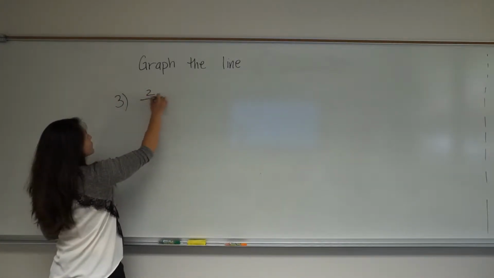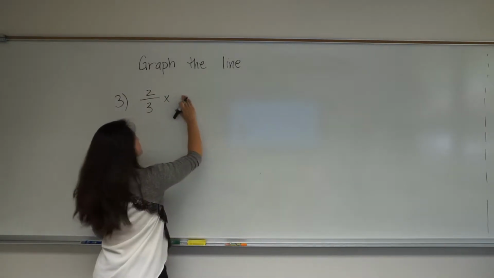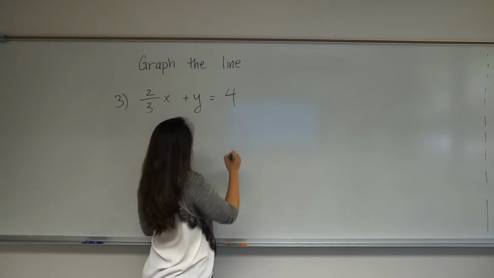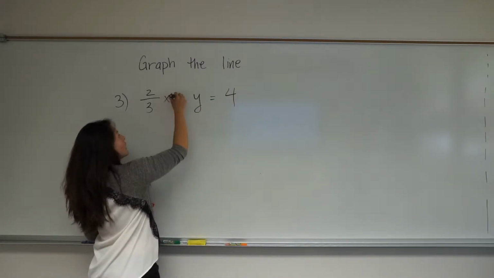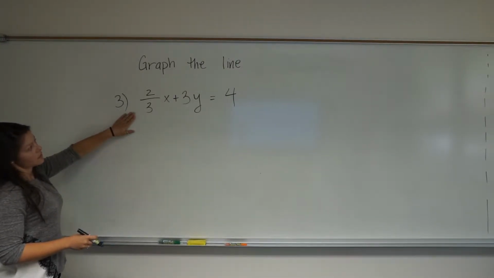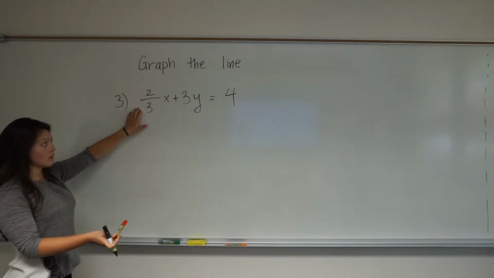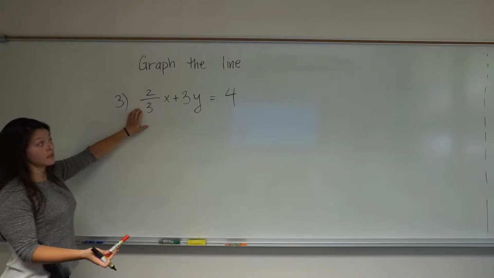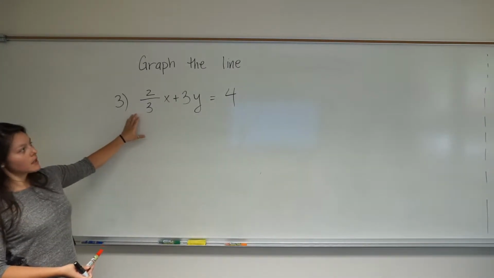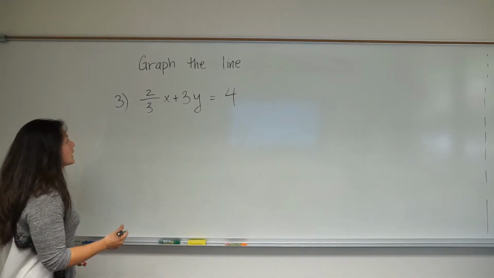Let's say we have the equation 2/3 x plus 3y equals 4. We want to graph this line. So, of course, we could change this equation to slope-intercept form and use the slope and the vertical intercept to graph like we did in the first example. But we don't really have to do that. There's many ways to graph lines. Keep in mind, all we need is two points, right?